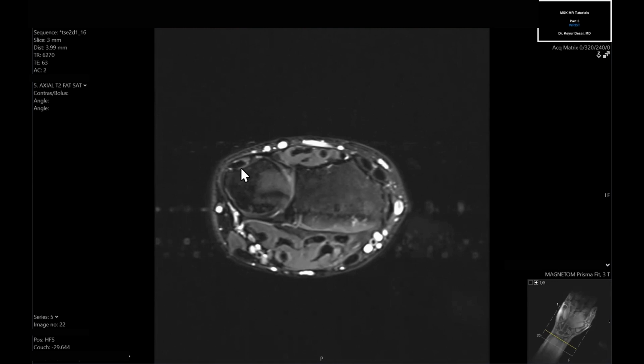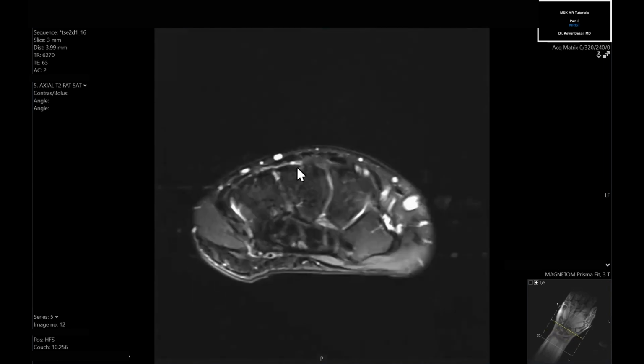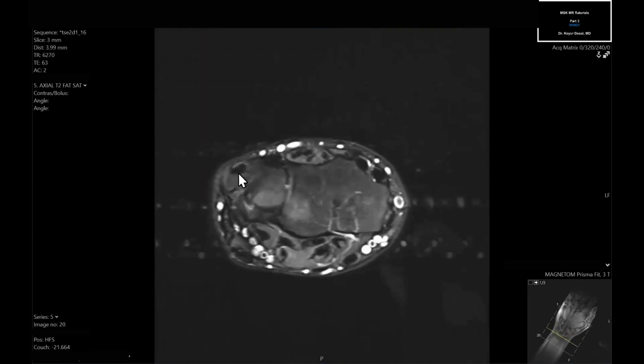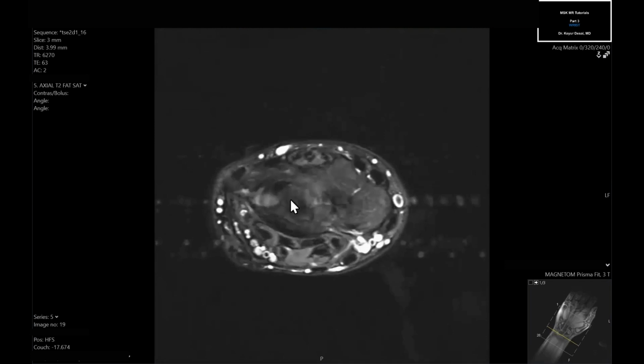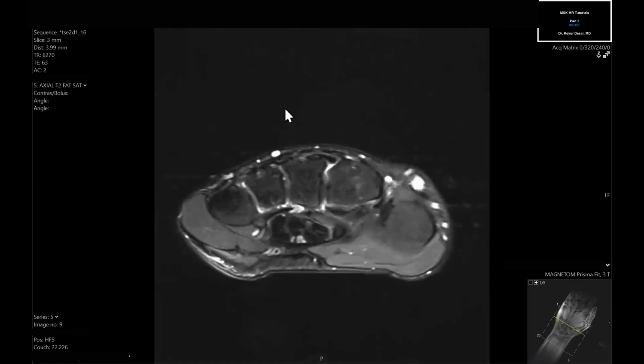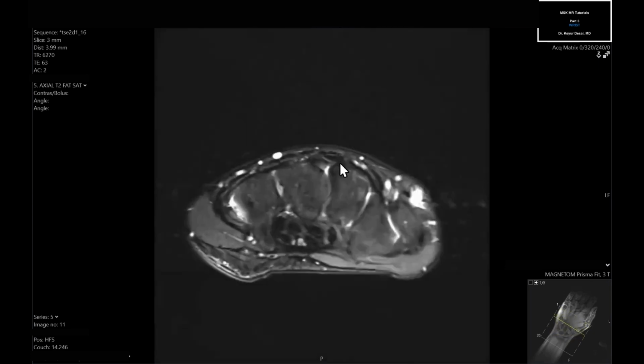The other common sites in the body where you have tendons that are prone to subluxation and dislocation is going to be the long head of bicep tendon near the shoulder, where it can pop out of the bicipital groove, and then the peroneal tendons in the ankle can also become subluxed or dislocated. In this case, this is not abnormally thickened. There's not a lot of signal. It is appropriately positioned within its groove, so there's no pathology with the extensor carpi ulnaris tendon.